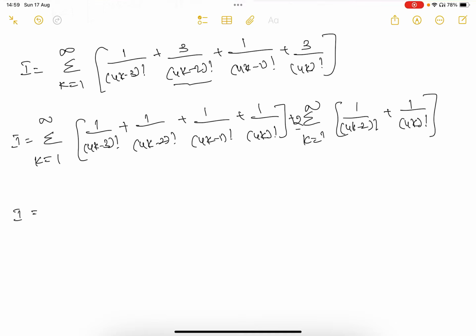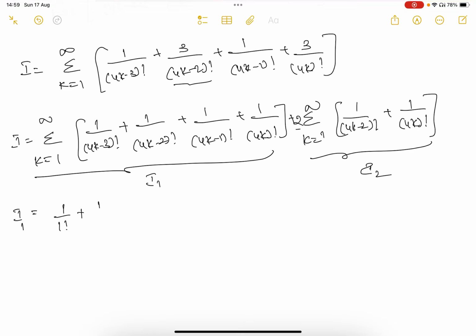Right? Then as you can see, let's expand for k equal to 1 and see for the first case. Let us assume this as I1, this as I2. So let's deal with the I1 case. If k equal to 1, then the first term of I1 will be 1 by (4 minus 3)!, which is 1 factorial.